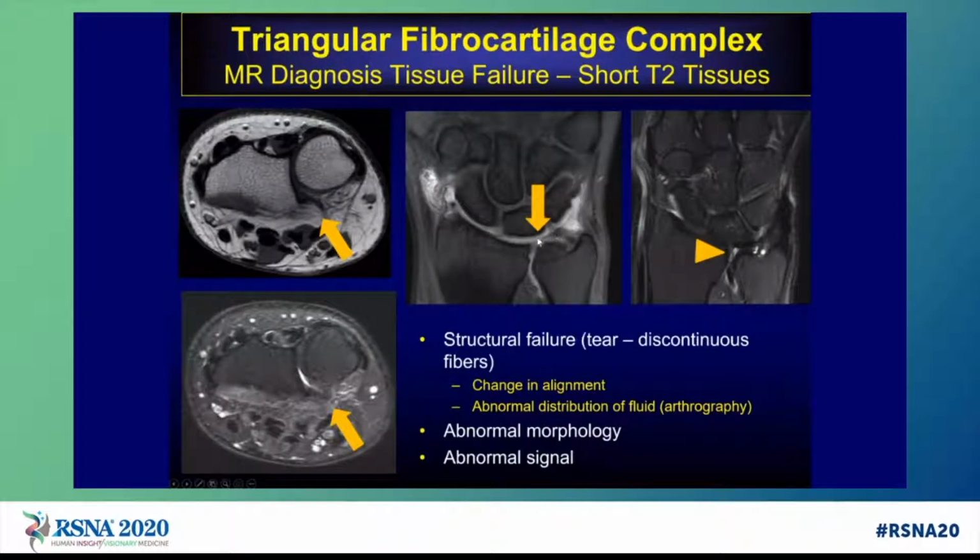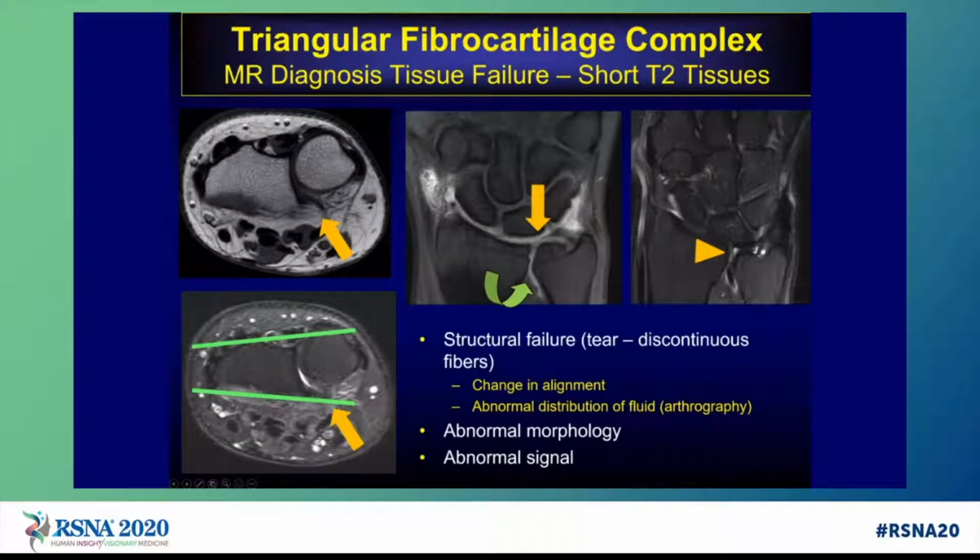Here, the triangular fibrocartilage is discontinuous from the radial attachment. Here, there is not enough tissue in the region of the triangular fibrocartilage, with a displaced disc into the distal radioulnar joint. We're also going to look for secondary findings of failure, which may be change in alignment, subluxation of the ulna, or if we put contrast into the radioulnar articulation, we may see that that compartment is no longer sealed tight and fluid extends into the distal radioulnar joint.